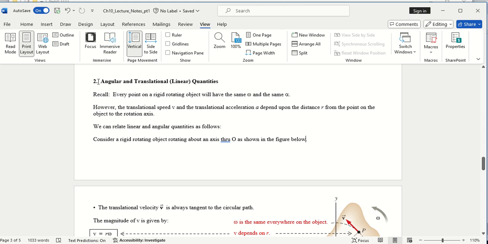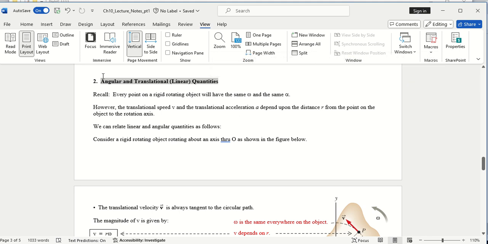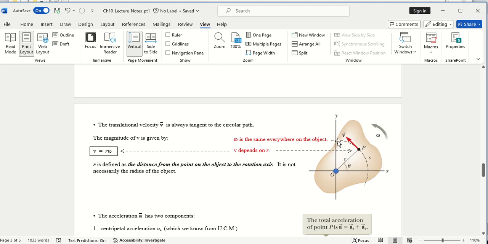And this video covers the angular and translational or linear quantities. The terms translational and linear, in the language of physics, mean the exact same thing, so don't let that throw you. And remember, we're dealing again with a rigid object rotating about a fixed axis.